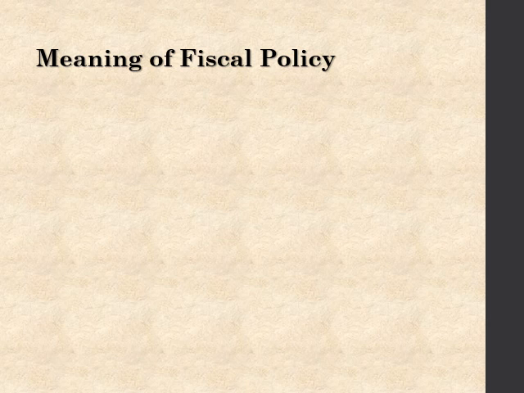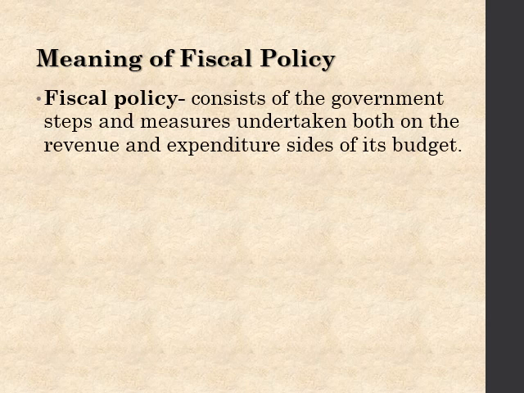Moving to the next slide, let's talk about the meaning of fiscal policy. Please observe this definition carefully, children. Fiscal policy or budgetary policy are the same thing, and it consists of government steps and measures undertaken on both the revenue and expenditure sides of its budget. So they are taking steps and measures on revenue and expenditure. That's called fiscal policy, and it is also called budgetary policy.